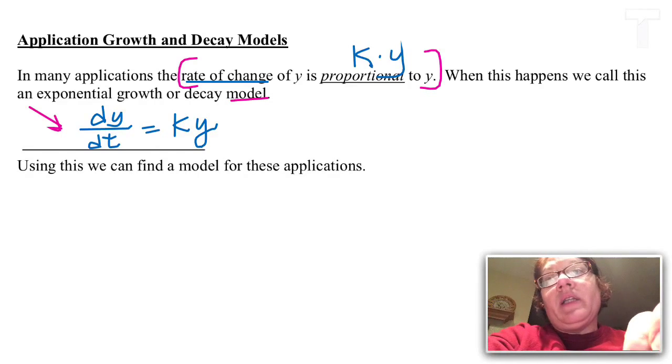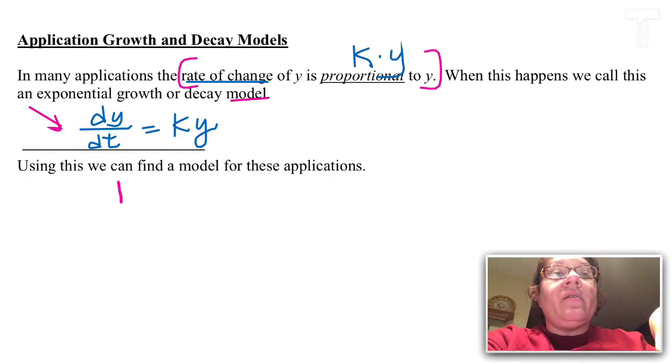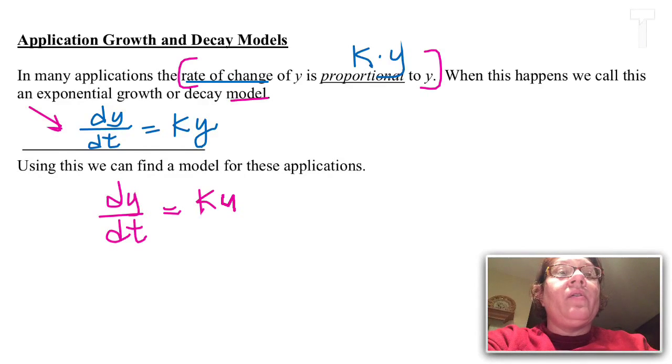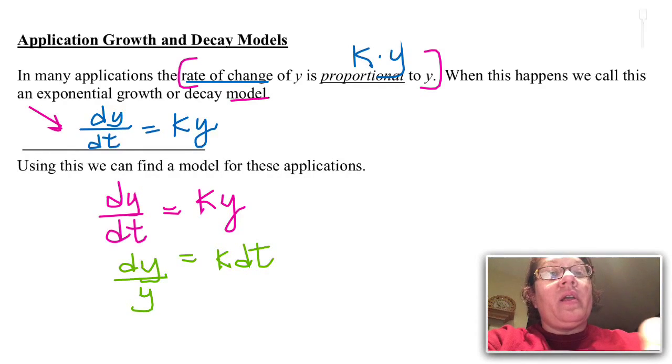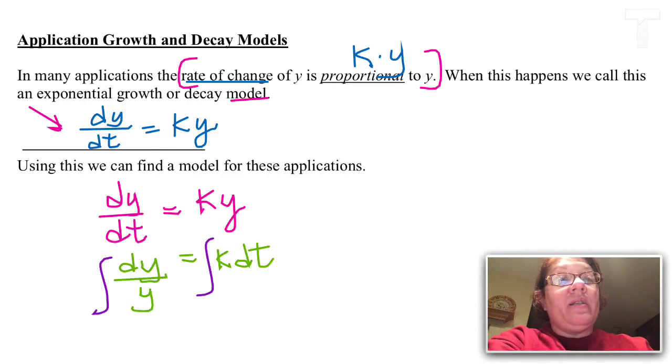And so if I take this and I decide, oh, you know what, I would like to integrate this, which means I'll need to get the variables on the same side. So let's see, if I multiply by dt, I'll have a dt over here, and if I divide by y, I'll have a y over here. And then I can integrate. Now remember, k is nothing more than a constant.